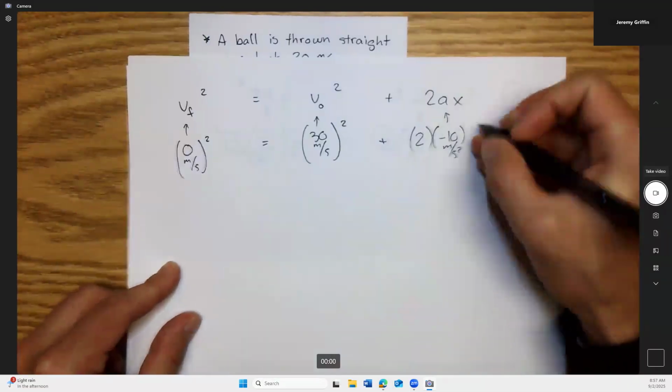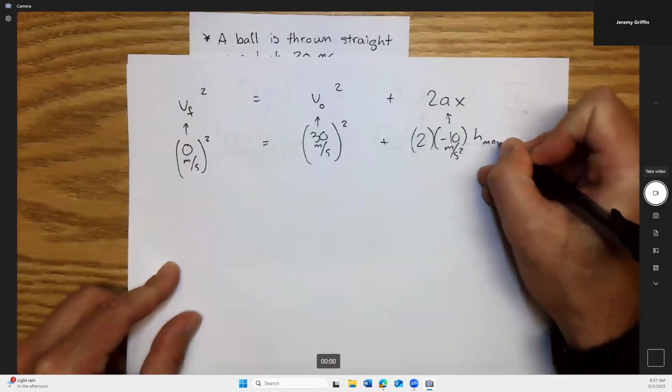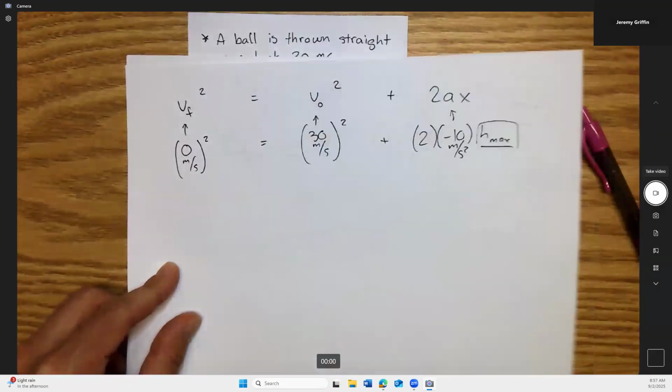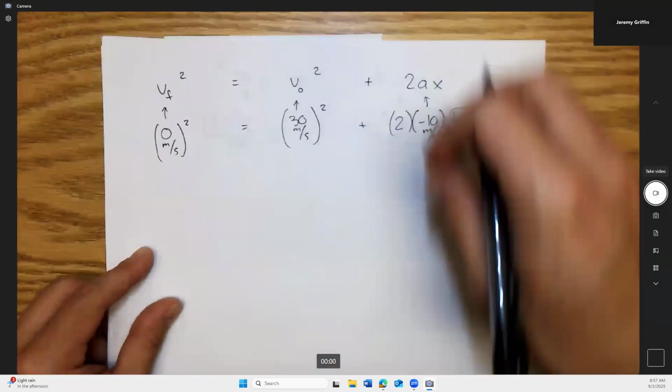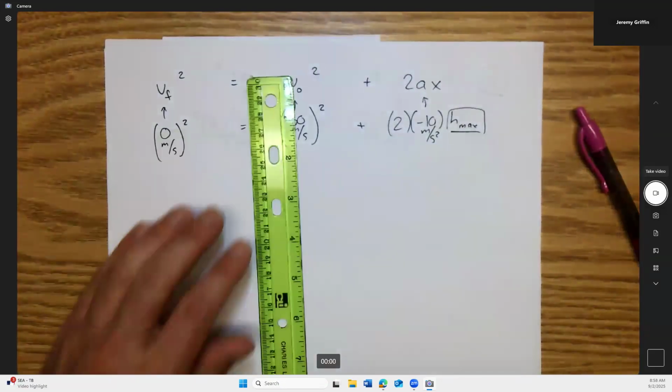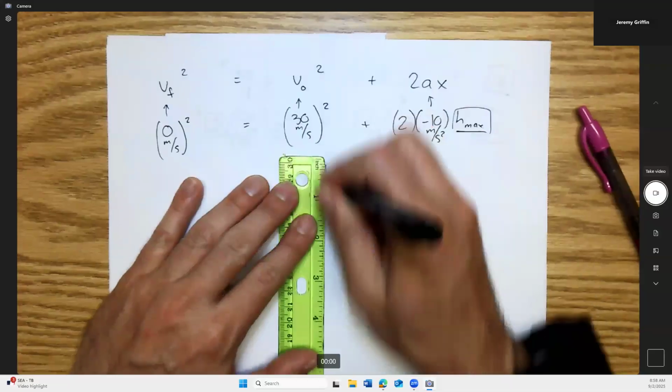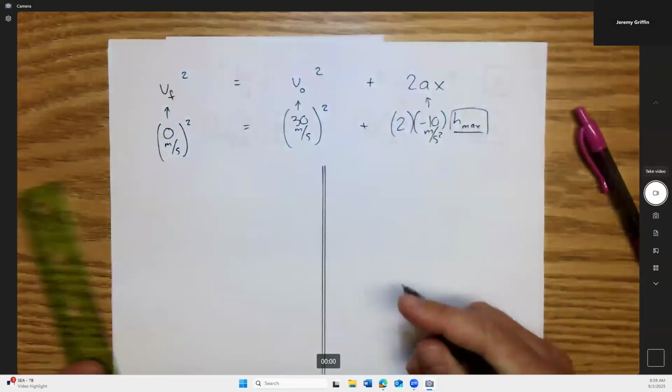And of course, this x could represent h max right here, couldn't it? Represent like that. Is that true? Right, and then you could solve it from there. Yeah, this will definitely solve it for you. Okay. Now, let me do this too. I'm going to split my paper and then solve it 2 ways, right?